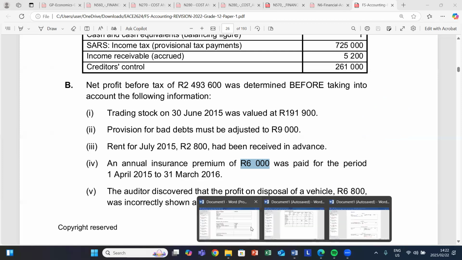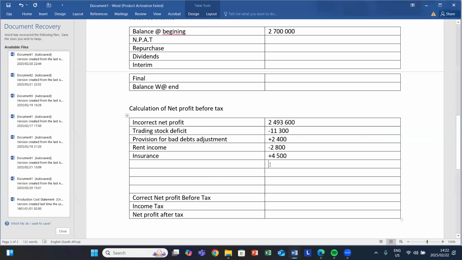So here we'll write plus 6,800, plus 6,800. And then you record it equal to profit on sale of asset disposal. Are we still good?